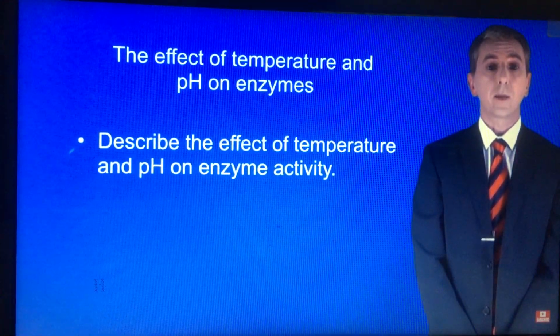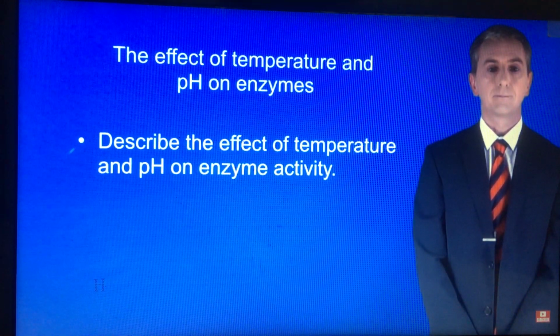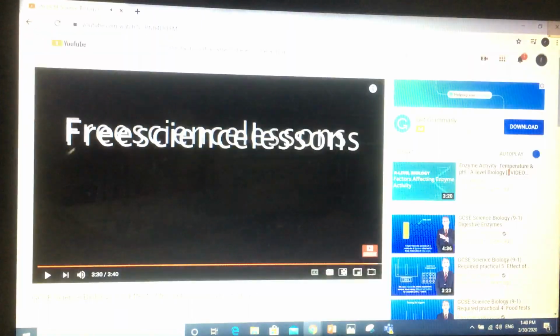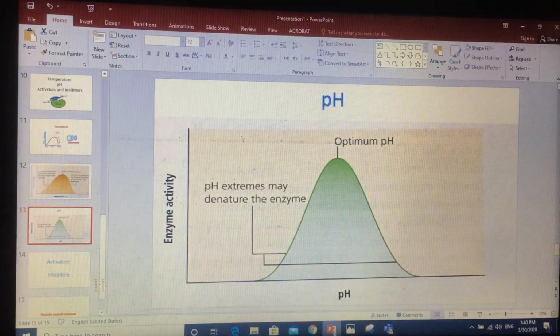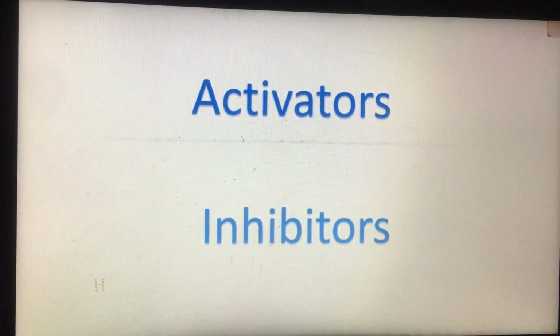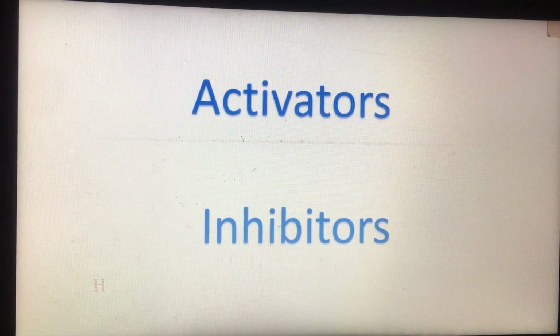Okay, so hopefully now you should be able to describe the effect of temperature and pH on enzyme activity. So, in this video, we proved that each enzyme has a specific pH and a specific temperature. The last two factors that affect enzyme activity are activators and inhibitors.